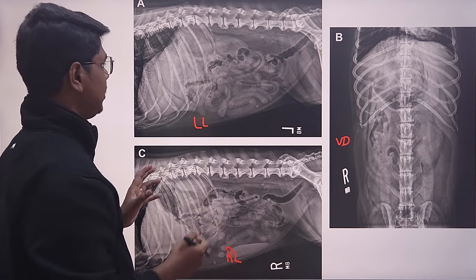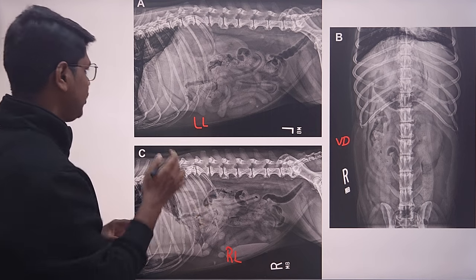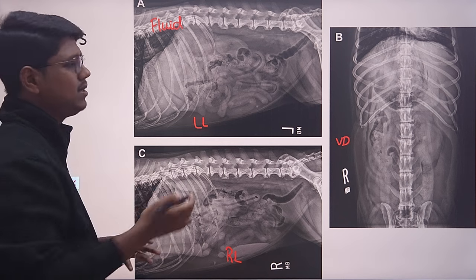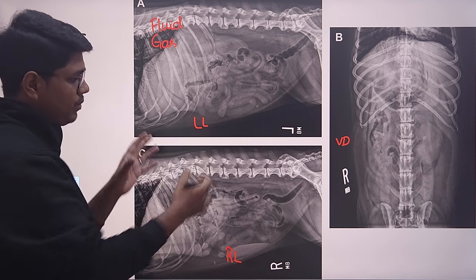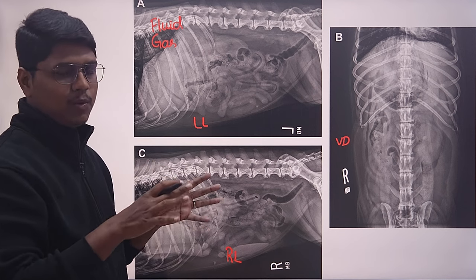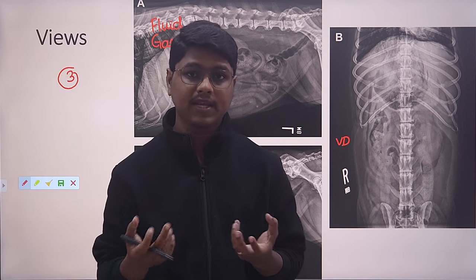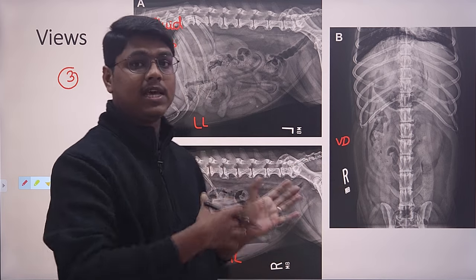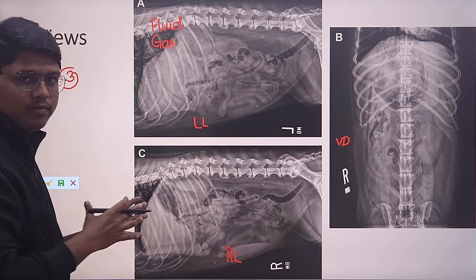Why? Because in the intestines, mostly the GI, you will find 2 things: a fluid portion, which will have a soft tissue opacity, and gas, which actually provides the contrast. So when you take multiple views, the fluid and gas will distribute among themselves, providing inherent contrast. You may not need a positive contrast like barium or organic iodine. We will discuss contrast also, and how this inherent gas helps in contrast radiography. For that purpose you have to take multiple views.